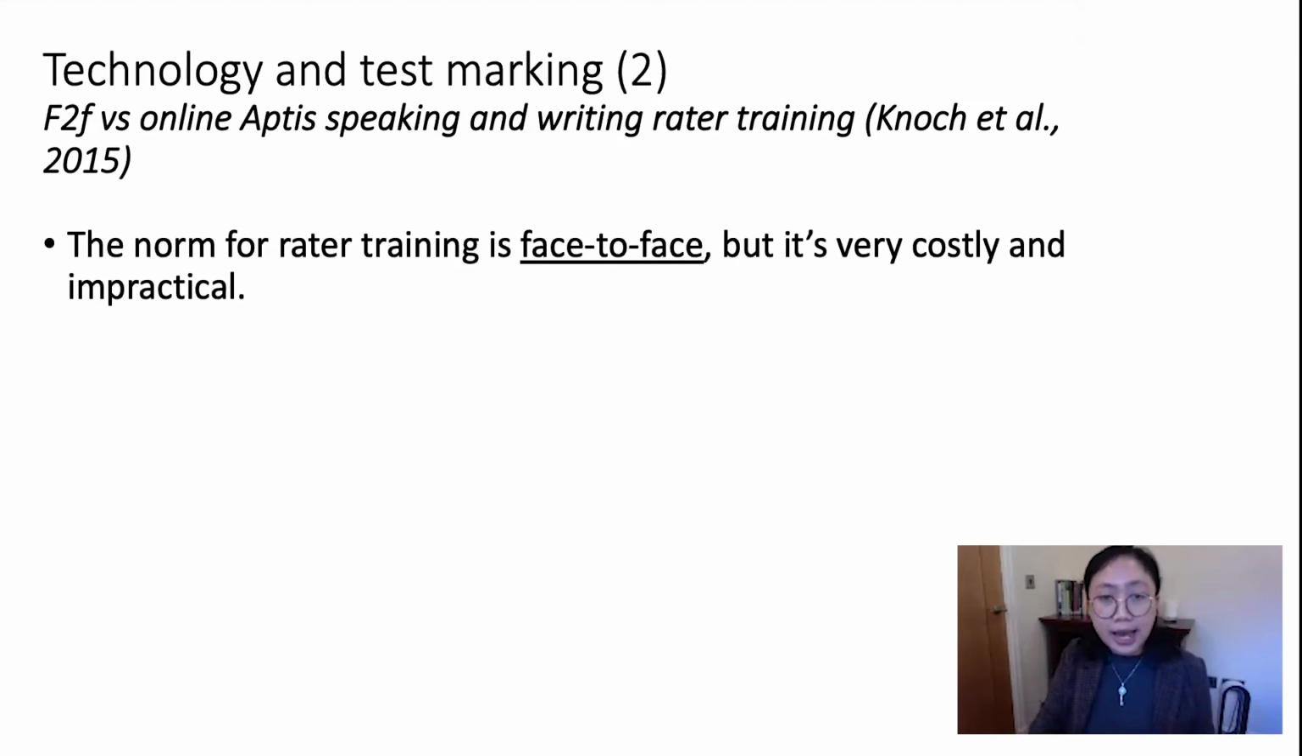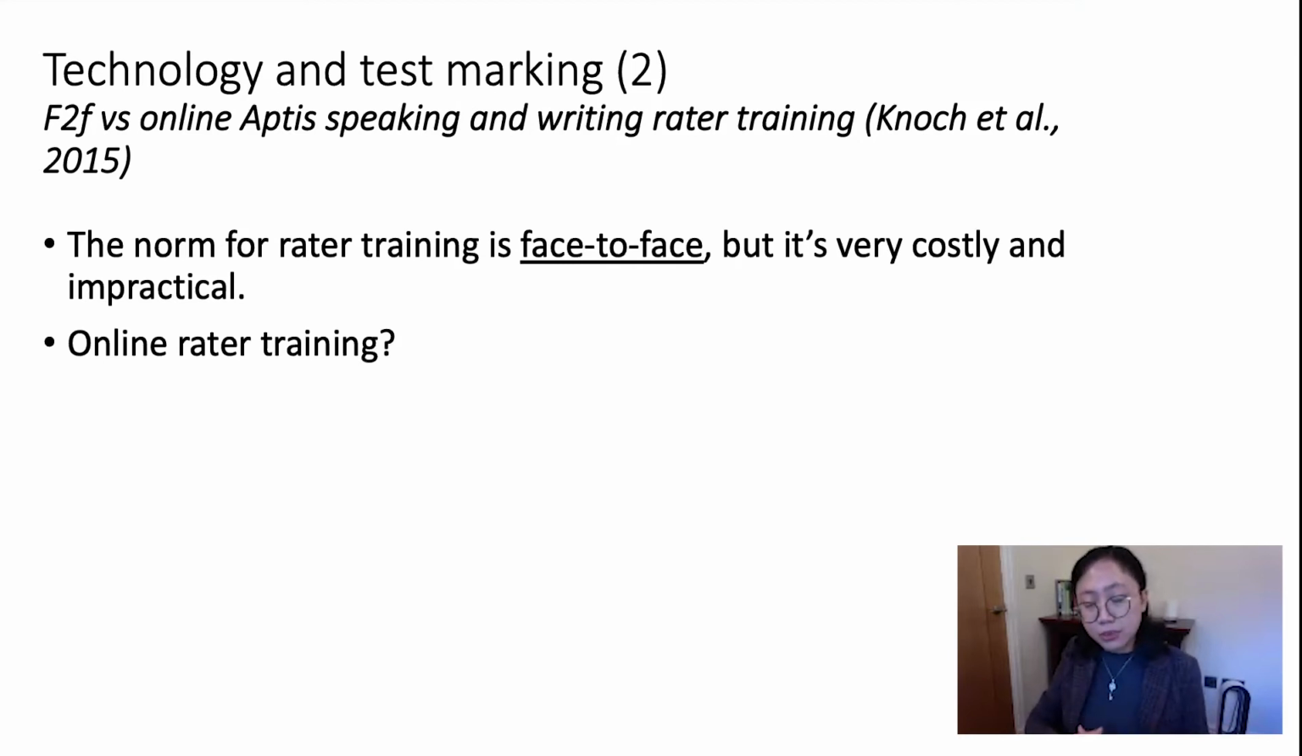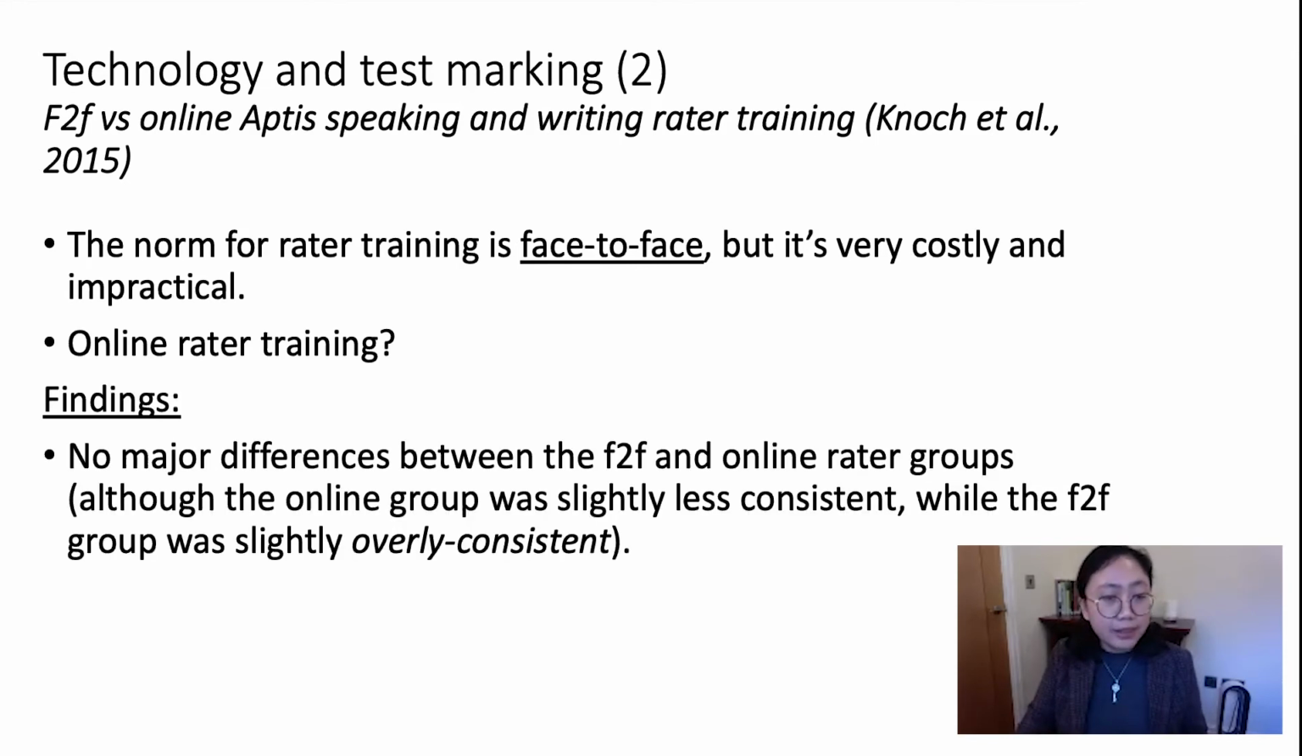So they looked at the possibility, or the effectiveness, really, of online rater training. And the test was associated with the training with the Aptis test by the British Council. And the findings, interesting, they found no major differences between the face-to-face and the online rater groups, although the online rater group was slightly less consistent in their rating performance, while the face-to-face group was slightly overly consistent.